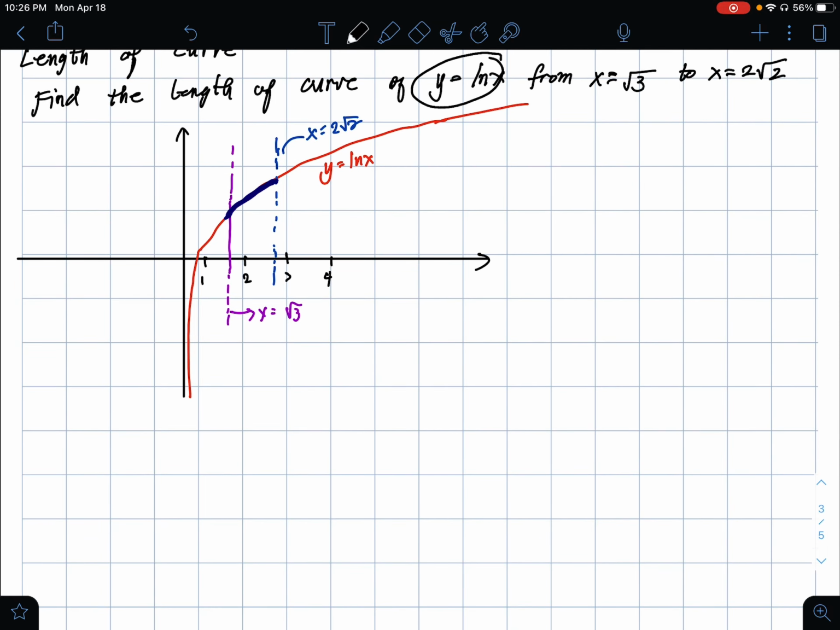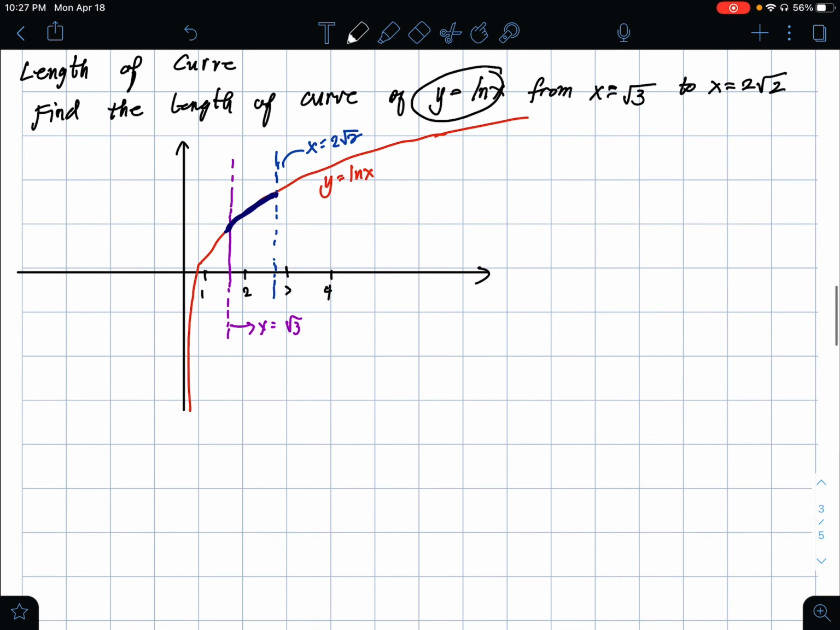As you can see, the red curve here is y is equal to ln of x. And the question is only asking to find the length of the curve within the limits from square root of 3 to 2 square root of 2. So square root of 3 is approximately equal to 1.73 and 2 square root of 2 is approximately equal to 2.83. So from this point to this point, that is the length of the curve that we are going to find.